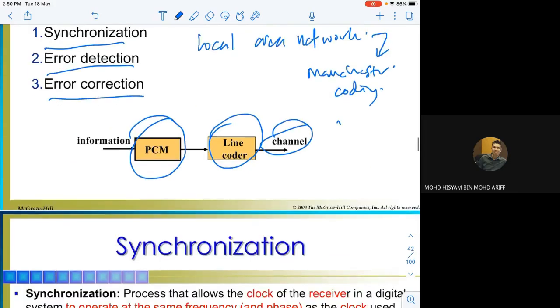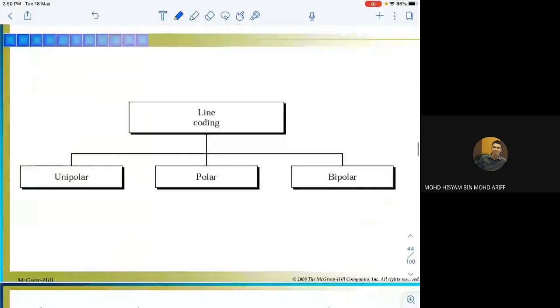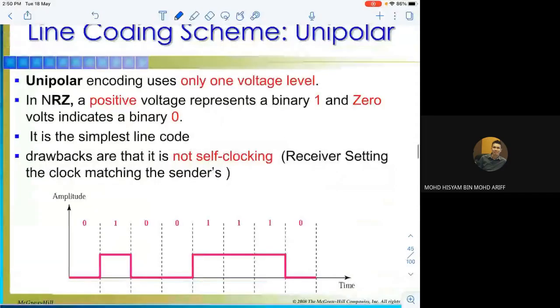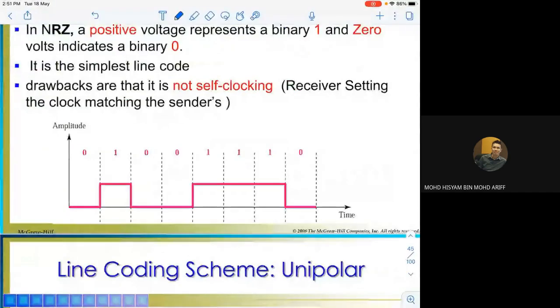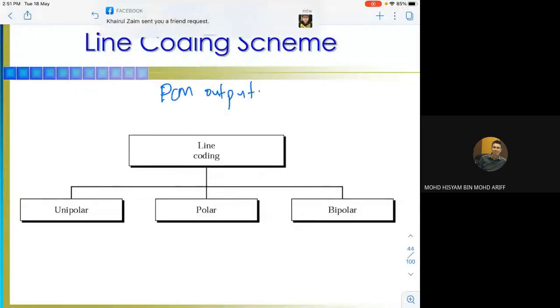So how does line coding look like? Okay, line coding looks like this. This one is from PCM, right? PCM, and then we feed it into the line coder. Before this is the PCM output. After you get the PCM output, 0, 1, 0, 1, 0, 1, 0, 1 and so on, you feed it into the line coding.